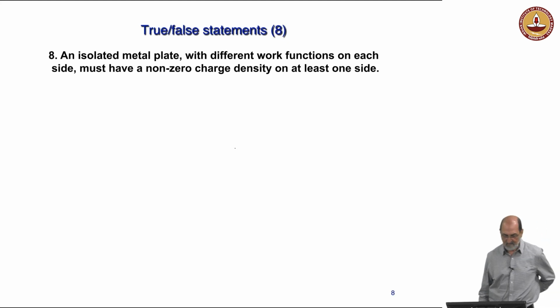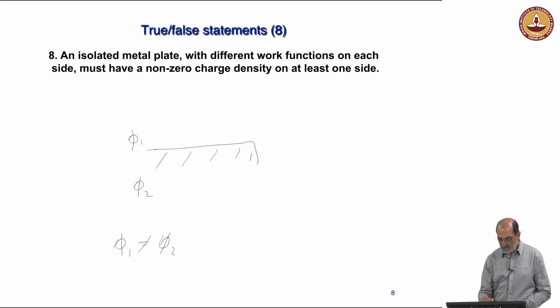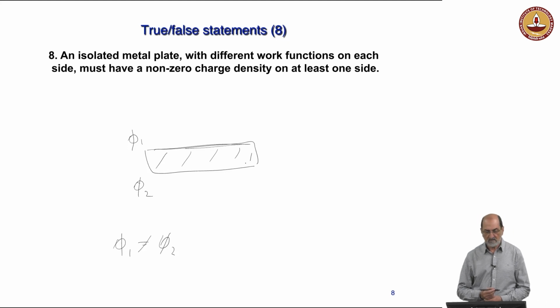Eight. True, false. It says an isolated metal plate with different work functions on each side must have a non-zero charge density on at least one side. Wow, what is this? Let's suppose we have a piece of metal, and the work function here, how do we call it? Phi. Here phi 1 and this is phi 2. And say that phi 1 is not equal to phi 2. This work function on this side is not the same as this side. Now the statement is saying that if this is the case, we must have a non-zero charge density on at least one side of the plate.